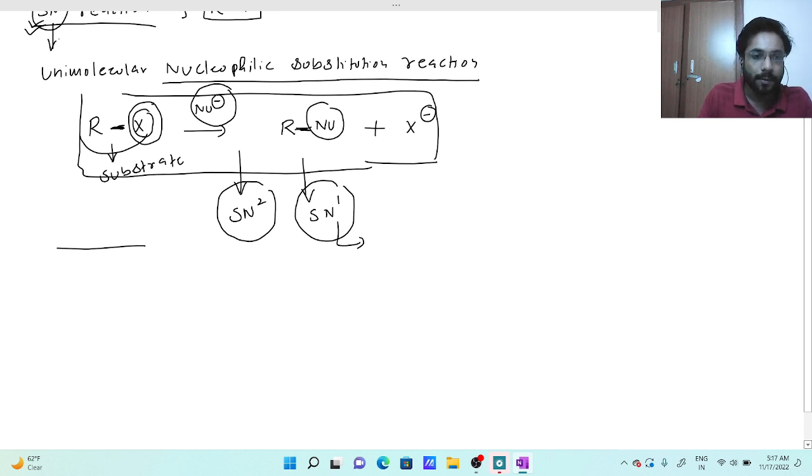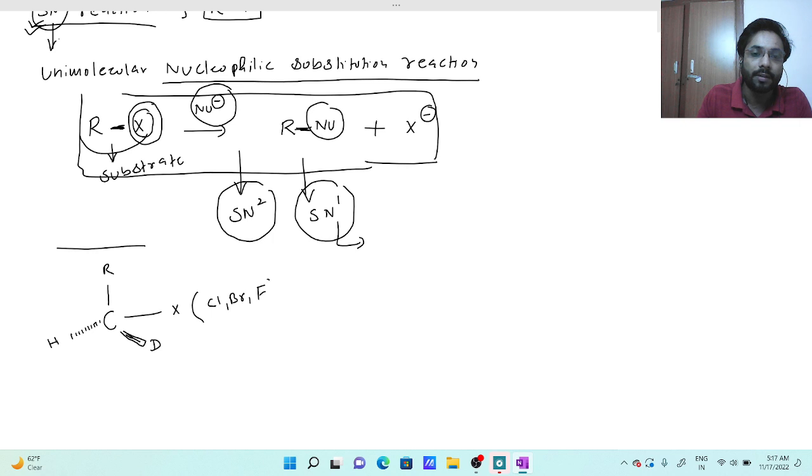See, let's say I am taking an example of alkyl halide. So this is the carbon which is attached to an alkyl group. Let's say this is R, fine. And I am taking a dash bond, which is below the plane. Let's say this is hydrogen, and above the plane, let's say this is deuterium, D. And this is nothing but any X group. Okay, X can be what? Chlorine, bromine, iodine. Sorry, this is iodine. Fine.